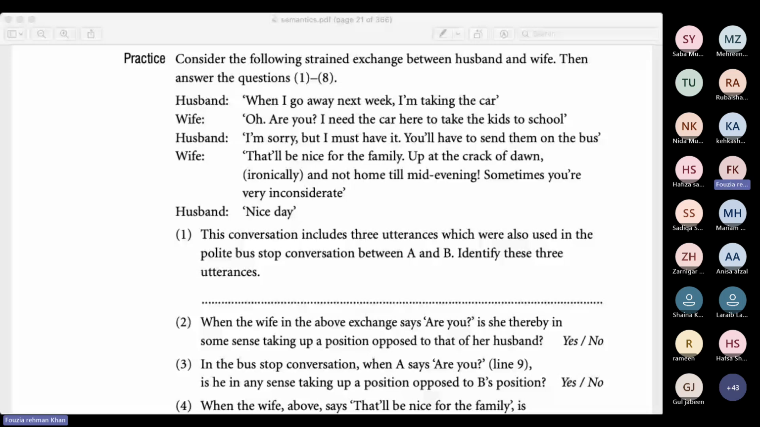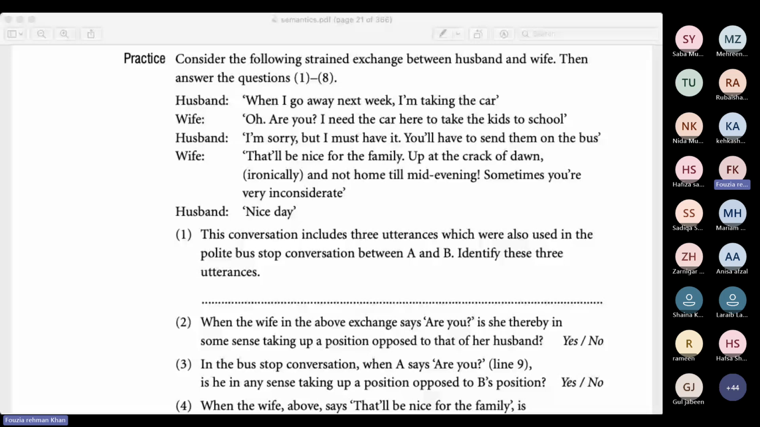So the exercise that we are doing is, we have seen in the first question that there are three phrases. You can call them sentences, expressions, or utterances. So there are three phrases which you find similar in the two conversations. One is "are you," right? In the bus stop conversation, the person who says "are you" is talking about the holidays. "Are you" shows excitement to know that the other family is going on vacation, and he says that the vacation will be nice for the family.